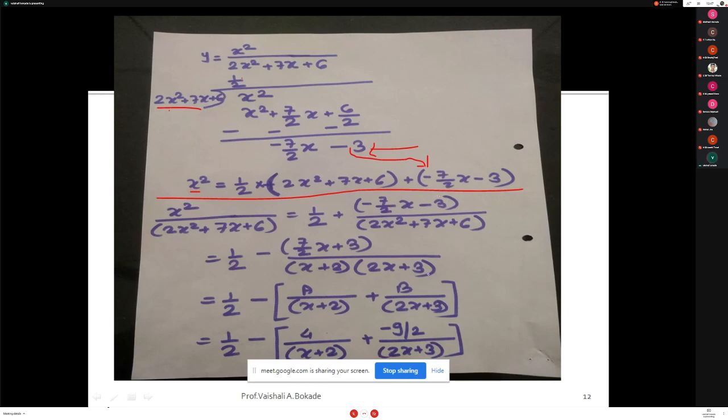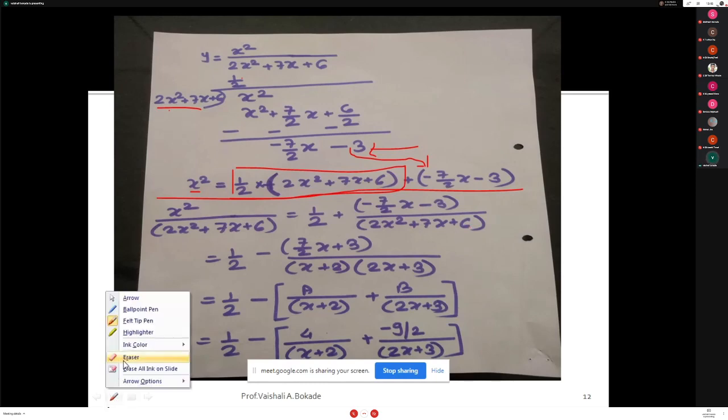Yes. And now, observe here in the second term what I am doing. This 2x square plus 7x plus 6, I am dividing LHS and RHS by it. So what am I getting in LHS? In LHS, I'm getting x square upon 2x square plus 7x plus 6. The second term will become 1 by 2, plus the third term becomes minus 7 by 2x minus 3 upon 2x square plus 7x plus 6. This I'm having here.